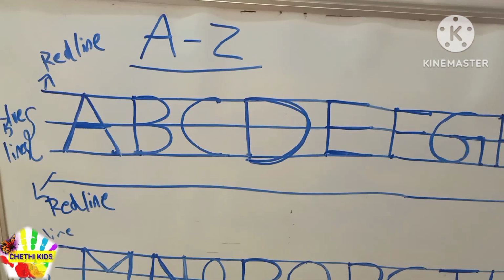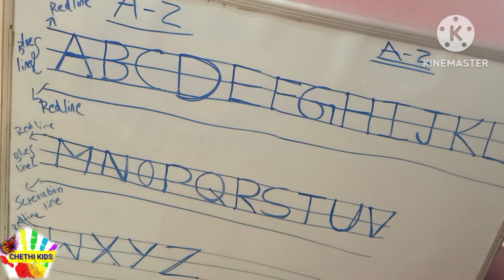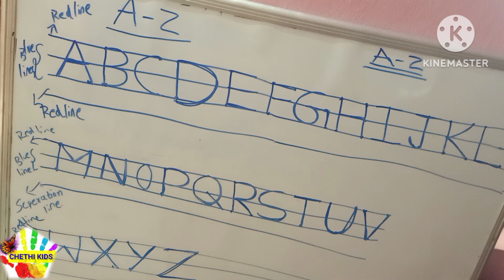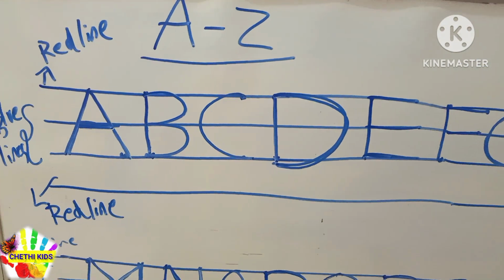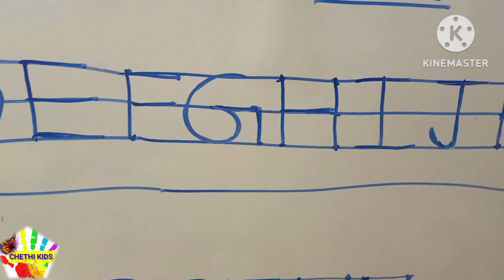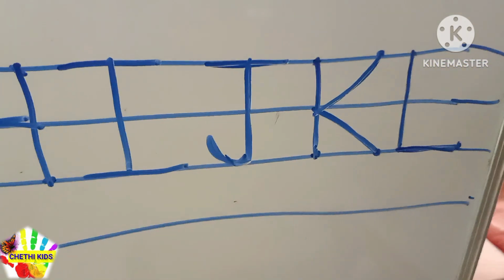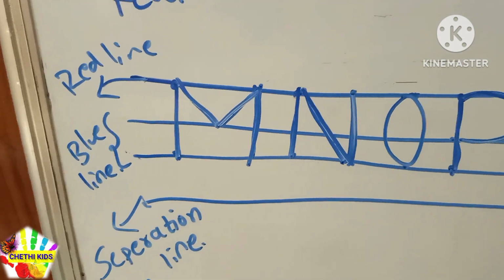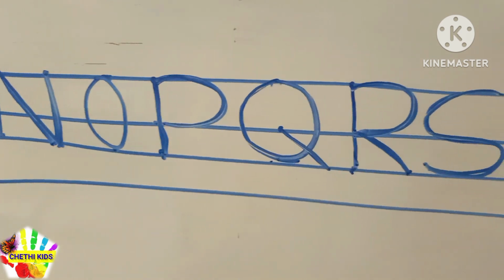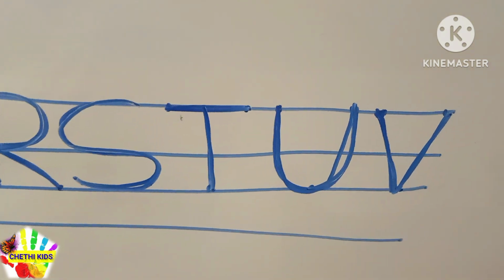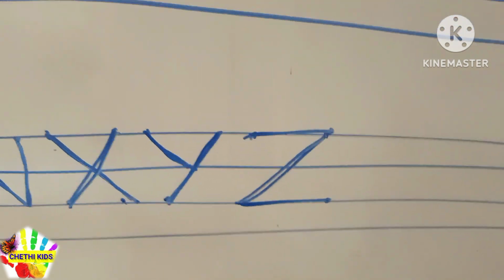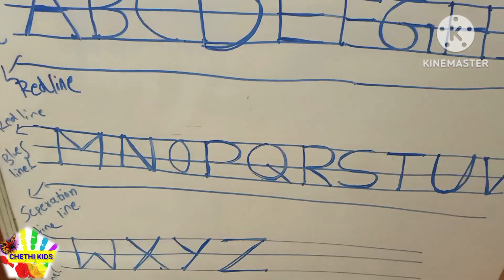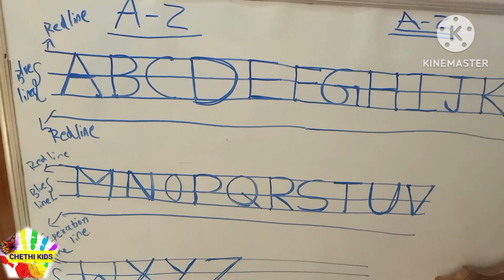These all are the alphabets, how we write on the lines in the book from A to Z. Look at the letters: A, B, C, D, E, F, G, H, I, J, K, L, M, N, O, P, Q, R, S, T, U, V, W, X, Y, Z. These all are the letters from capital A to capital Z. This is how we write in the book.